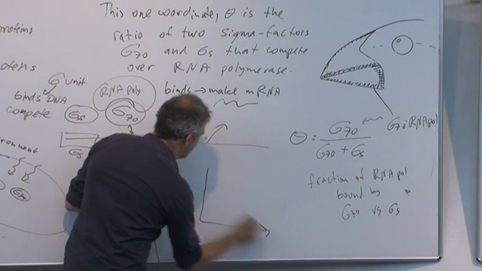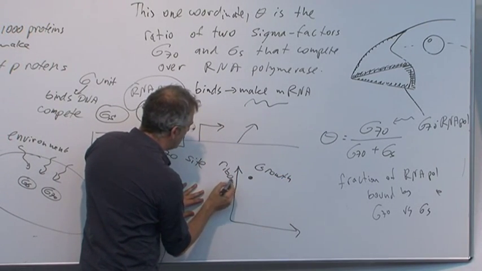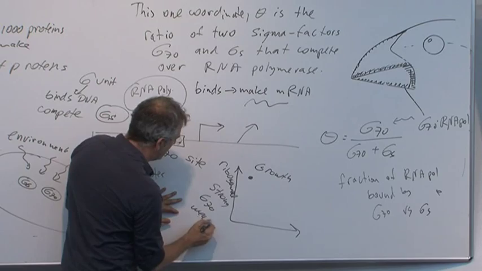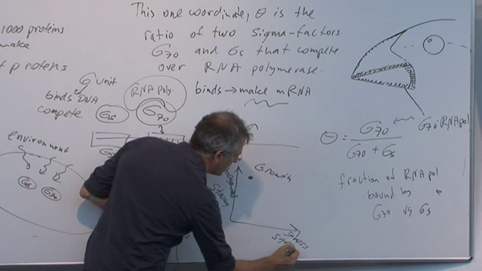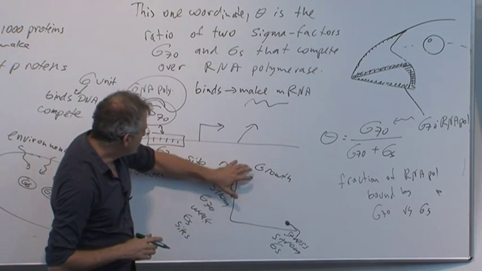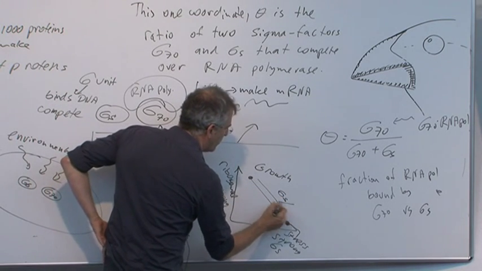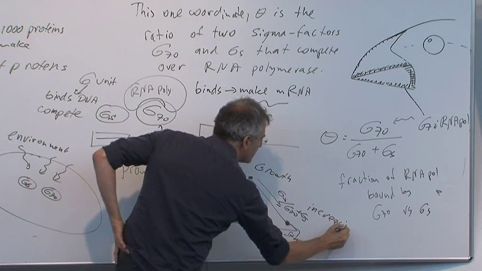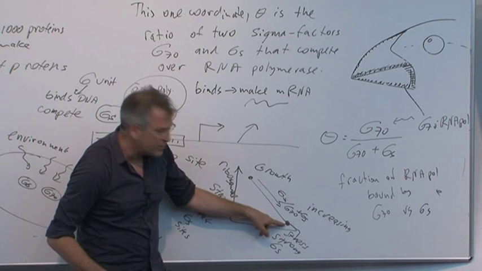So growth genes, this gene, for instance, this ribosomal gene, has a strong sigma 70 and weak sigma S sites. And this stress gene here is the opposite, has strong sigma S site. So if I have a lot of sigma 70, the ribosomal gene is expressed highly. As E. coli increases the ratio between sigma S and sigma 70, more of these kind of genes are expressed.